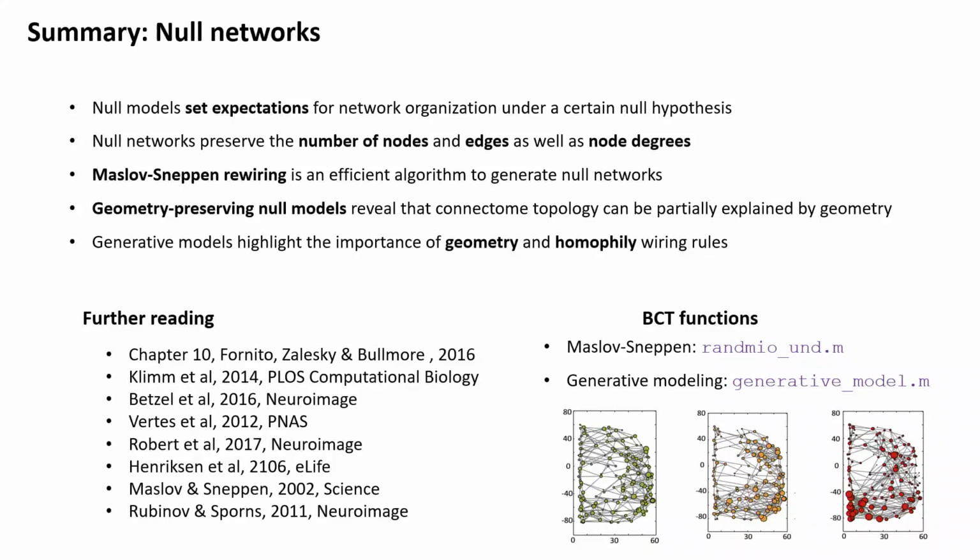So just to recap, null networks set expectations for network organisation under certain null hypotheses. In connectomics, the most widely used null network is where we preserve the number of nodes, the number of edges, and the node degree. We can generate null networks that preserve those three properties using the Maslov-Sneppen rewiring algorithm. Basically, we take our real network, apply Maslov-Sneppen rewiring, and this generates multiple random networks that preserve the three properties. More recently, there's been interest in preserving the geometry in our nulls, and generative models can be used to build null networks in silico.